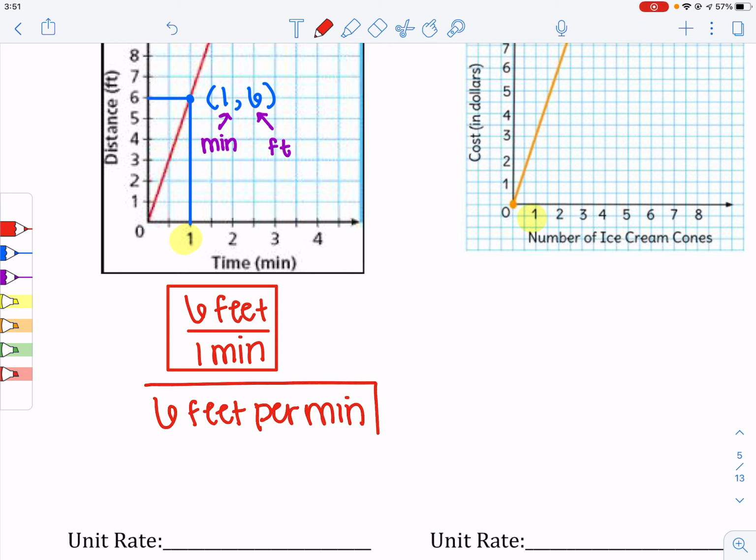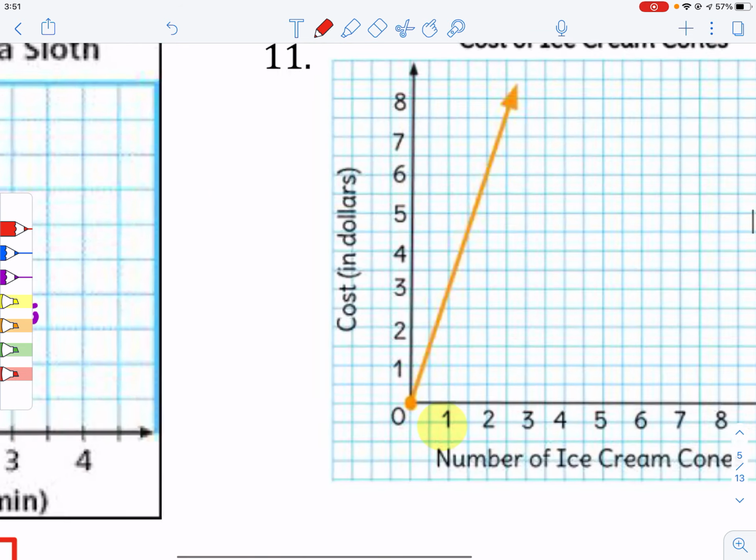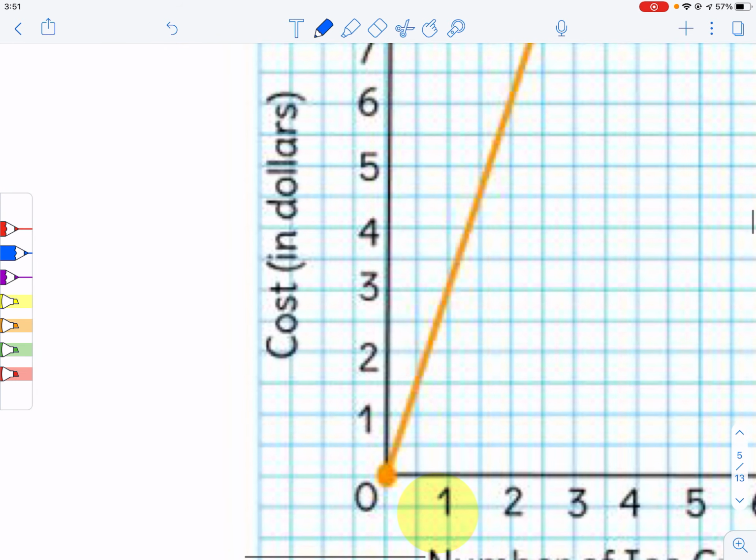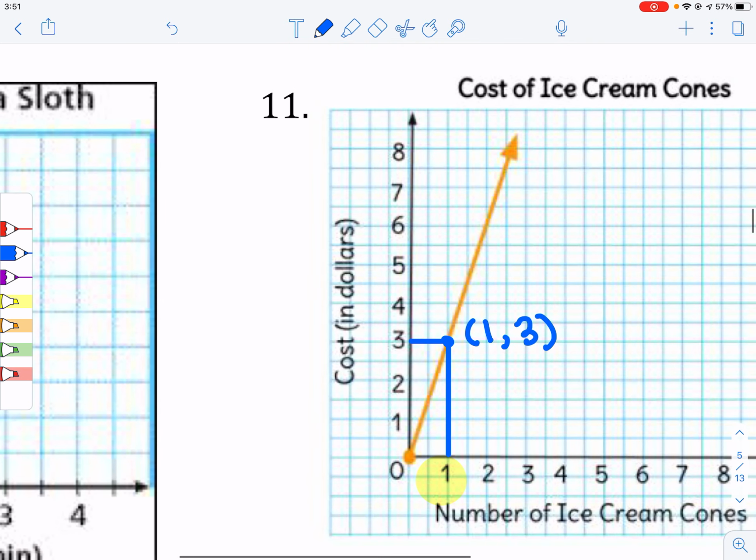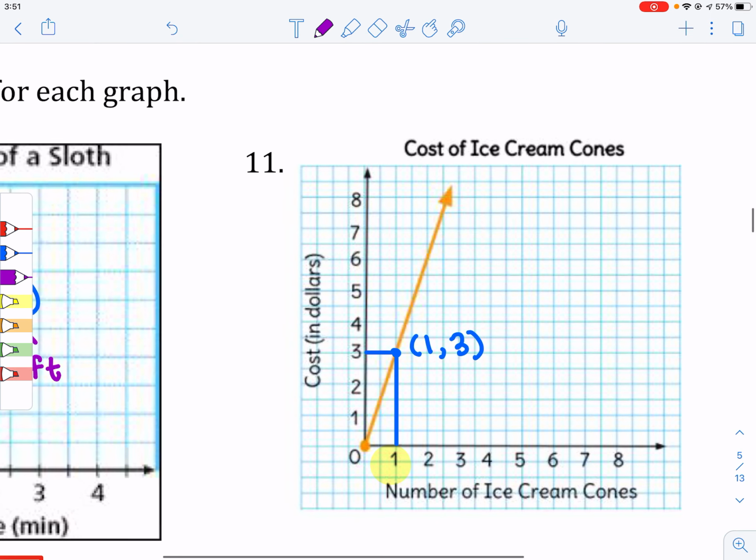All right, let's try your next 2. And again, tables or graphs are nice because you don't have any dividing to do. Okay, so you just find the 1 on the x-axis, follow it straight up till it meets the graph, then follow it straight over, and it's at a 3. So this point right here is 1, 3. And I'm going to label the ordered pair just to help me know what I'm talking about.